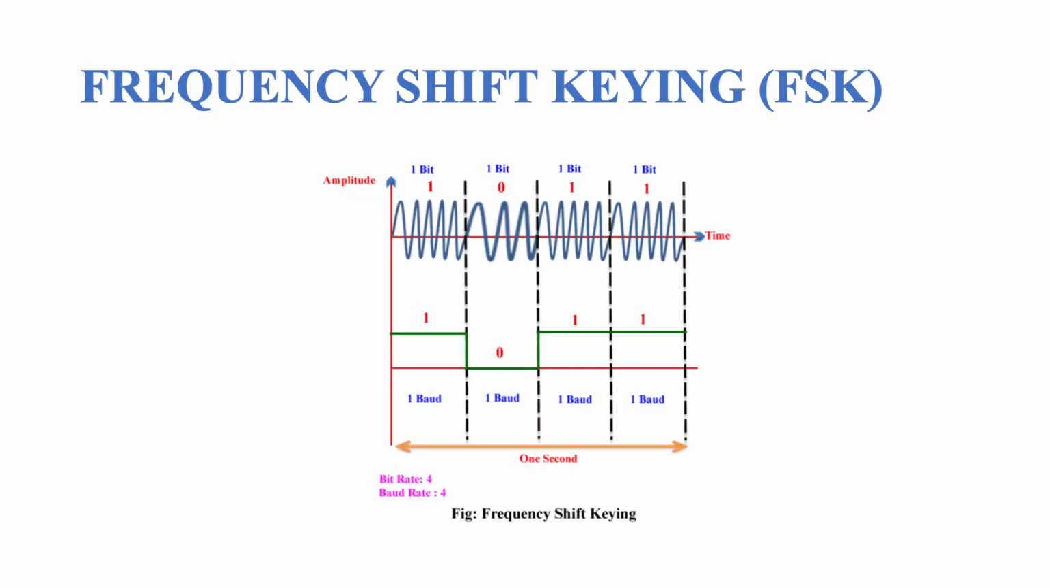Let us look into frequency shift keying. In case of frequency shift keying, we have taken this data 1, 0, 1 and 1. Whenever there is a 1, we get a high frequency signal at the output, and whenever the input is 0, we get a low frequency signal. Hence, we have frequency variations with respect to the input data.